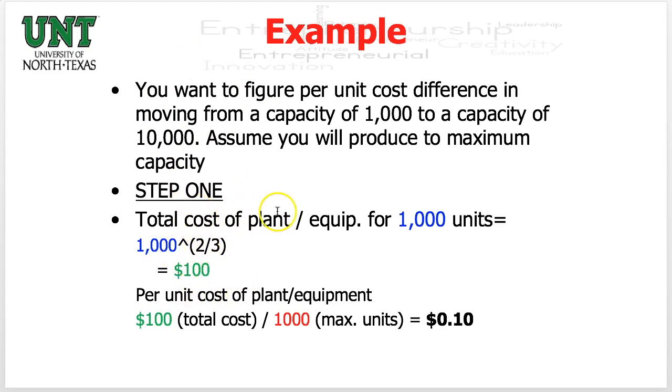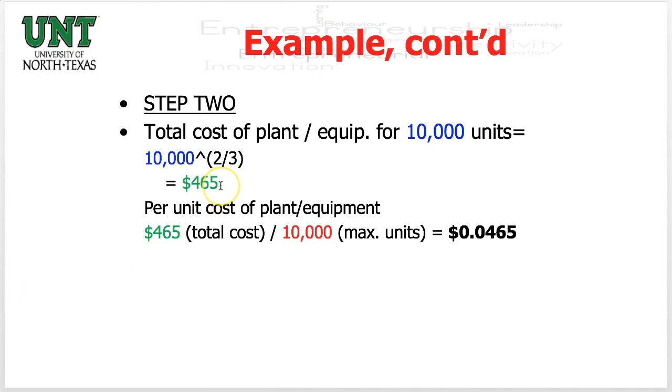First step, figure out the total cost of plant and equipment for the old level of capacity, or old level of production, 1,000. So we take 1,000 raised to 2/3, and you get 100. And you divide that by whatever you're actually making. So we're going to assume maximum capacity. So 100 divided by 1,000 is 0.10, right? So it's a dime for each one you're making.